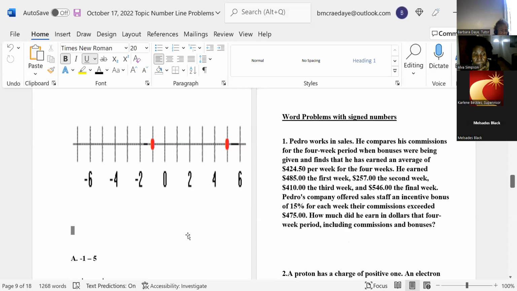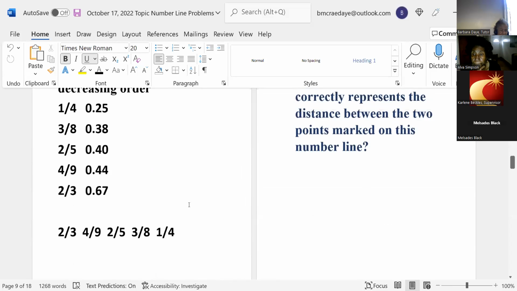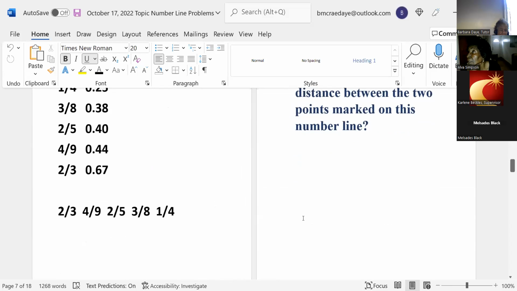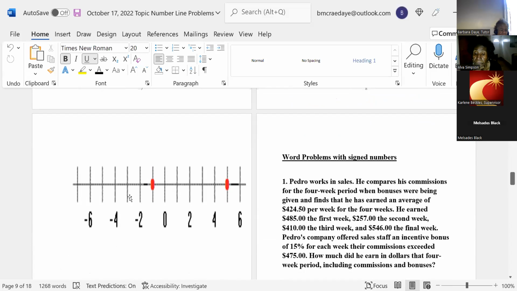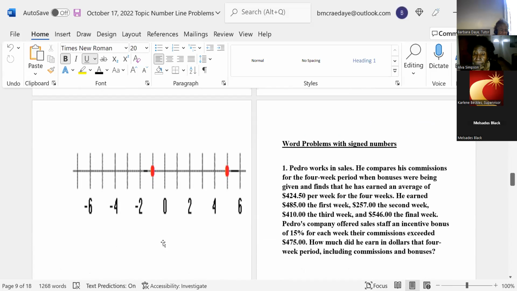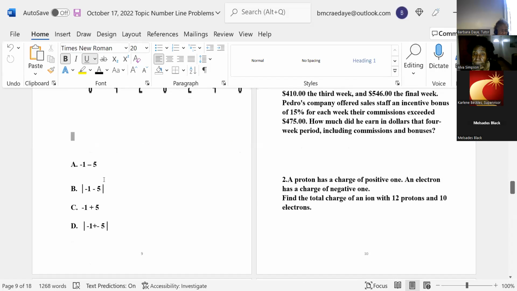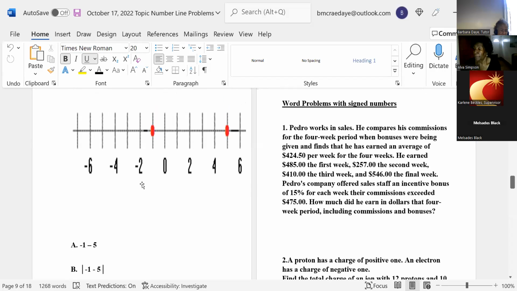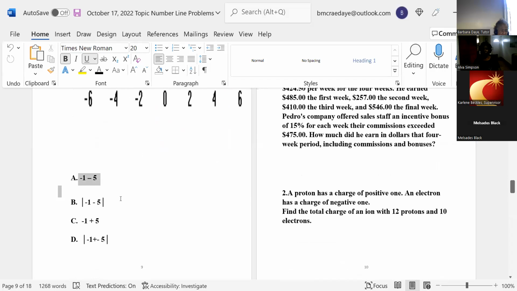Okay, well, that's what I want you to see, because the words just say which expression correctly represents the distance between the 2 points marked on this number line. The number line has 2 points in red dots. You see that? Yes. So you want to find the distance from this dot to this dot, right? And I gave you on my left and the number line is on my right. Okay, so you see the number line, you see the red dots. Yes. Okay, now the choices, can you see the choices?